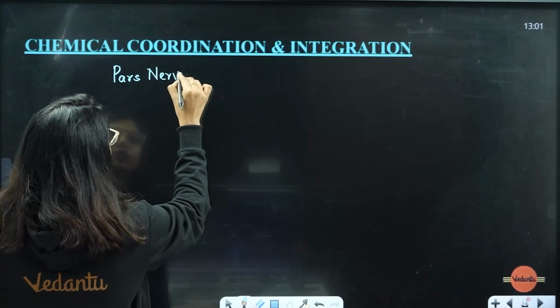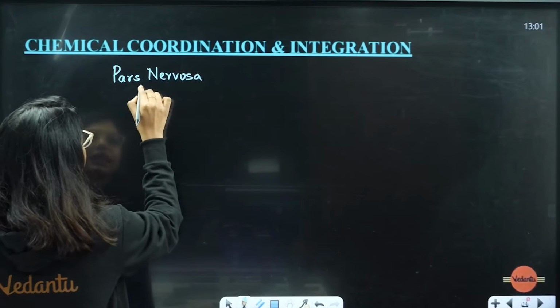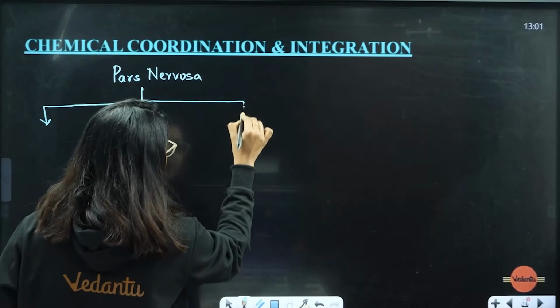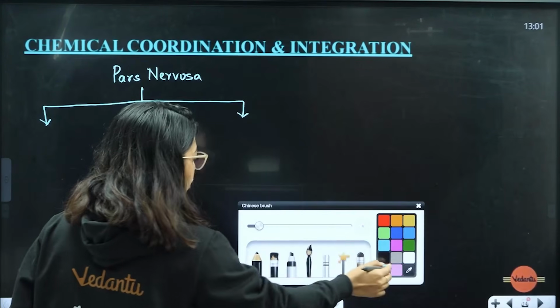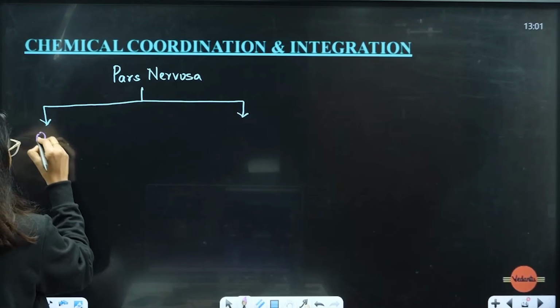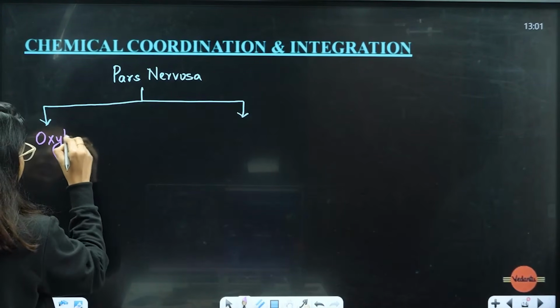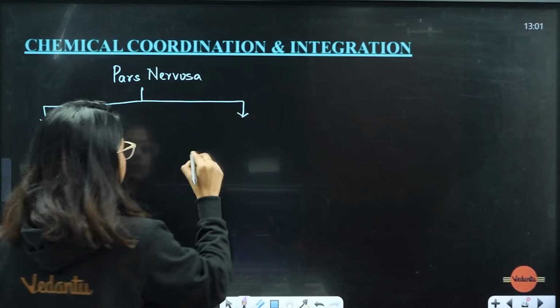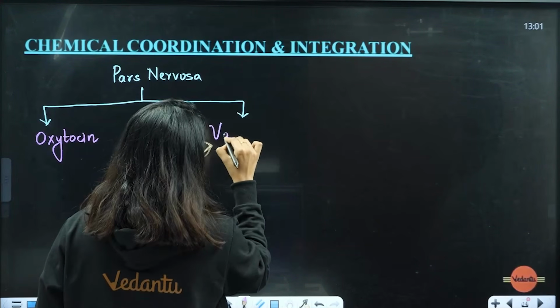Pars nervosa. Many of my students like this technique of teaching where I read NCERT and then I write GM Express. Many students message me, even on my old videos also. Many students wonder, they say, ma'am, here you write NCERT and you write GM Express, ma'am, that is enough for us.